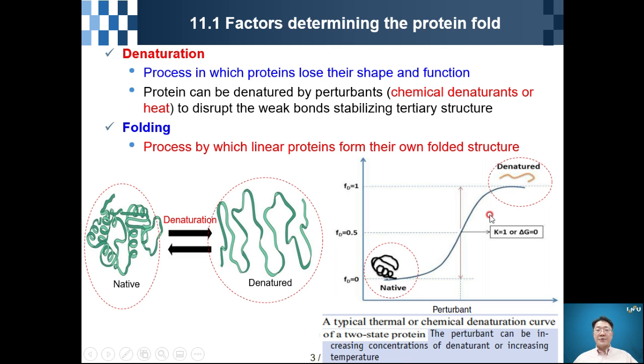Okay, so what is folding? Folding means a process by which linear proteins form their folded structure. So linear proteins form their folded structure. This is what we call folding. Once again, a process by which linear proteins form their folded structure, we call it folding.